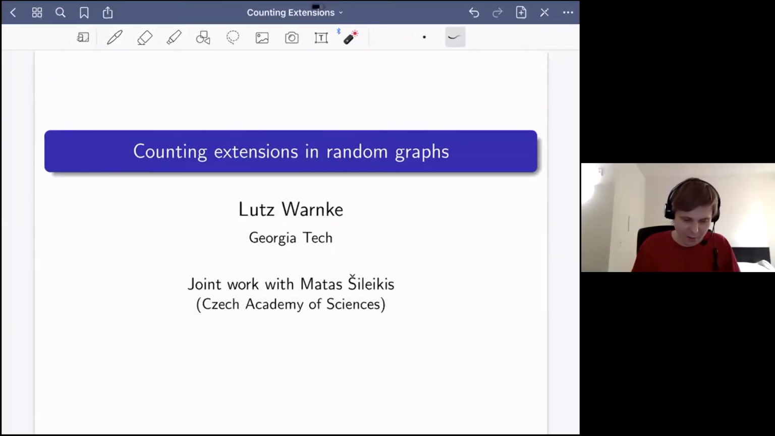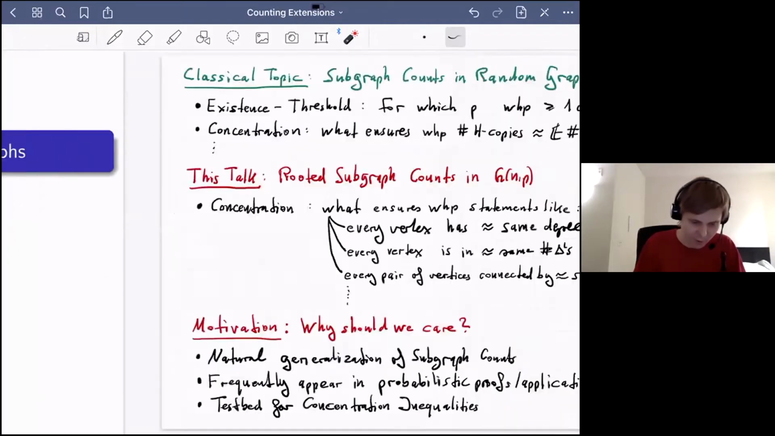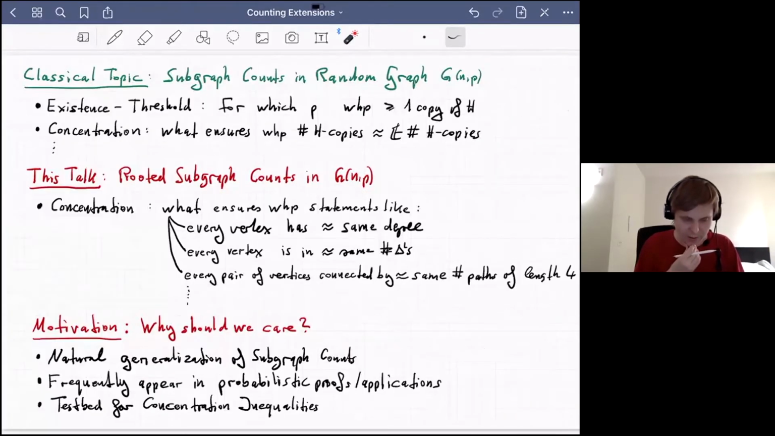Today I want to talk about extension counts in random graphs, and all this is joint work with Matas Šileikis from Prague. So what is the natural context here? Subgraph counts in the random graph G(n,p) is a very classical topic. We're interested in understanding what we can, for example, say about the number of triangles in a random graph.